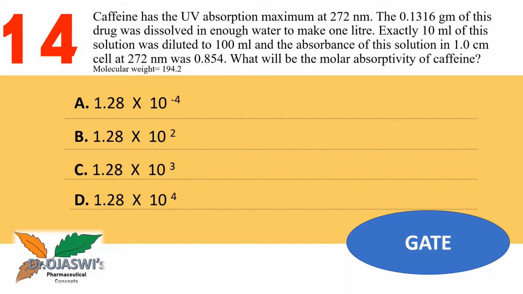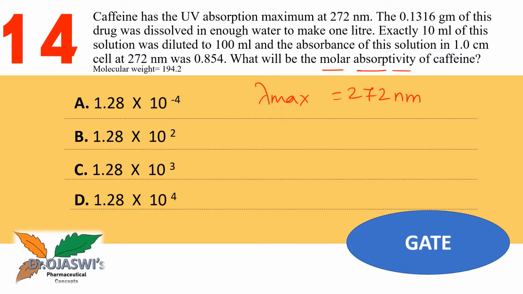In this particular question, we have to find out the molar absorptivity. Let us look at the question first. Caffeine has UV absorption maximum at 272 nanometers, meaning this is the lambda max of caffeine, that is 272 nanometers.